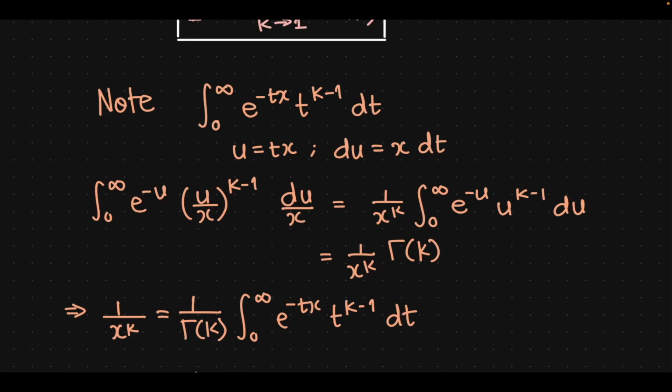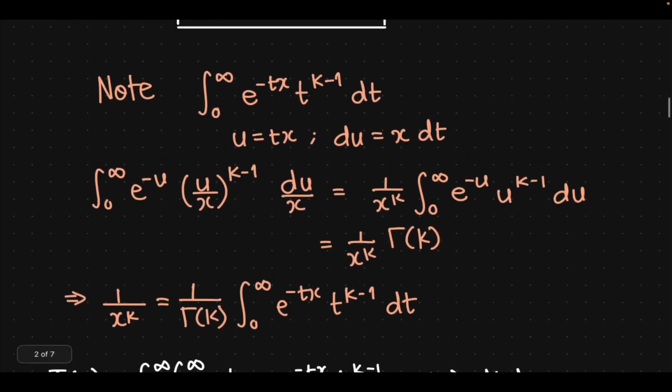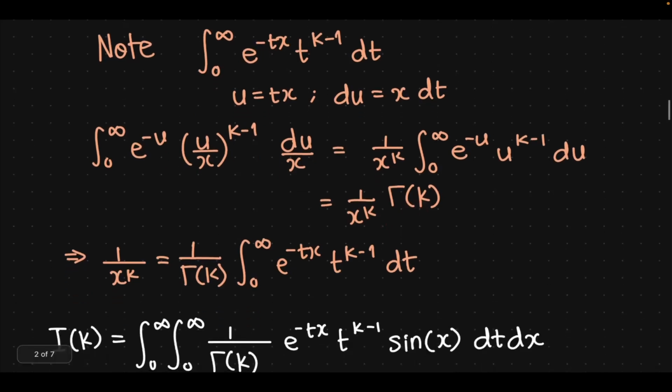If you don't see that, if it's not obvious, that's fine. We can always do a substitution, u equals dx, and when we do that, we end up with 1 over x to the k times the integral from 0 to infinity of e to the minus u, u to the k minus 1, and you should recognize this integral as the gamma function, gamma of k. So whether you see it's a Laplace transform or you do the substitution, you're going to end up with gamma of k over x to the k. Why is this important? Because we can write 1 over x to the k as 1 over gamma of k times this integral from 0 to infinity of e to the minus dx, t to the k minus 1, dt.